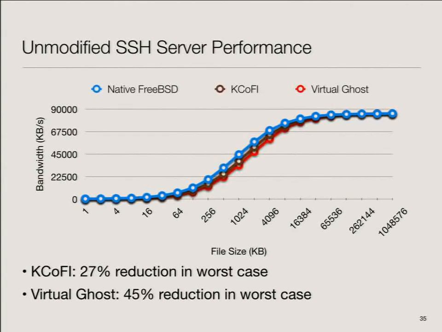We use an SCP client on another machine to transfer files between 1 kilobyte and 1 gigabyte in size, and we measure the bandwidth that we get through the verbose mode on SCP. What we find is that KCoFI incurs a 27% reduction in bandwidth in the worst case, whereas Virtual Ghost reduces the bandwidth by 45% in the worst case. So the overheads are not completely terrible, but obviously there's room for improvement.